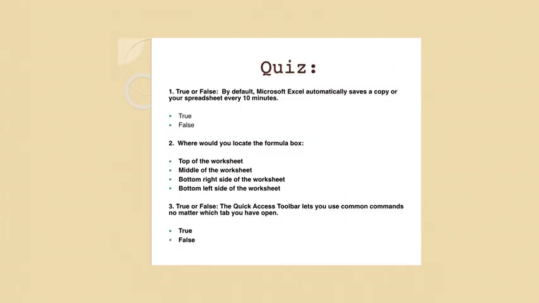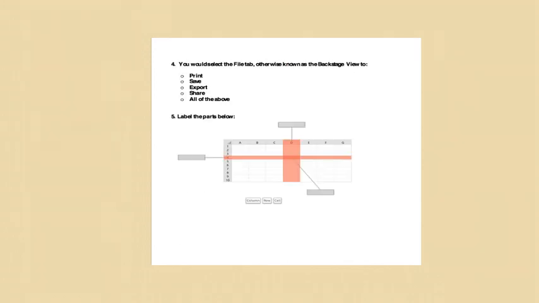Let's take a quiz together as a group. Raise your hand when you know the answer to the questions. True. Middle of the worksheet. True. What do you think? All of the above. D equals column, 4 equals row, and D4 equals cell.